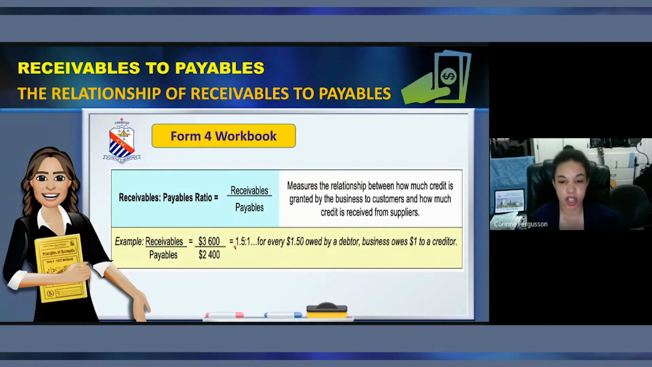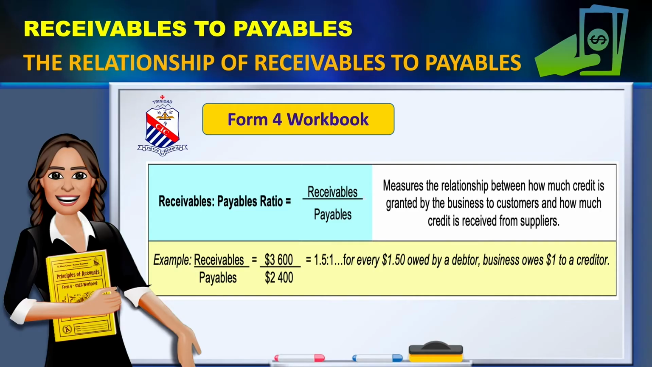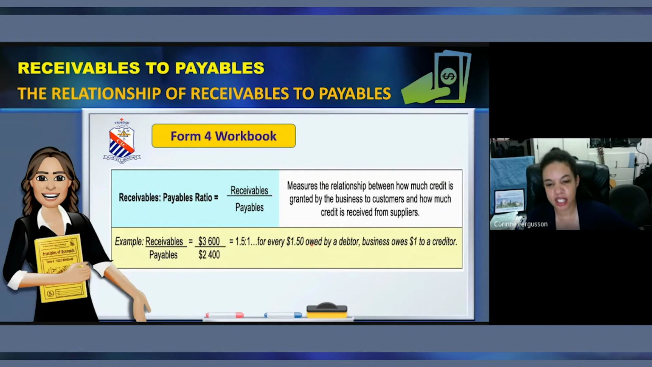And in this case, we are not expressing it in terms of days. It's a ratio. It is the receivables to payables ratio. So whatever answer you get, in this case 1.5, you are going to put colon 1. And that means for every $1.50 owed by debtors, the business owes $1 to creditors. This is how much they are owed. So the business is owed more by the receivables than they owe the creditors.